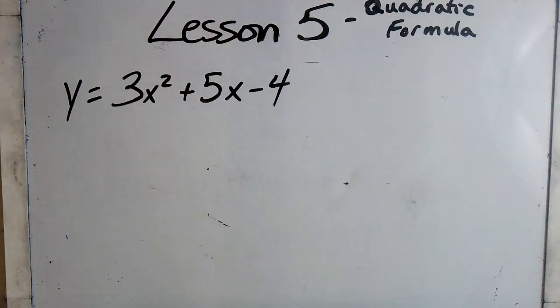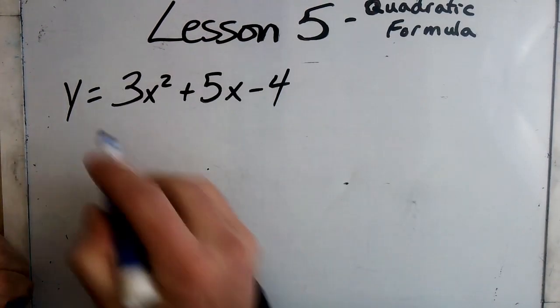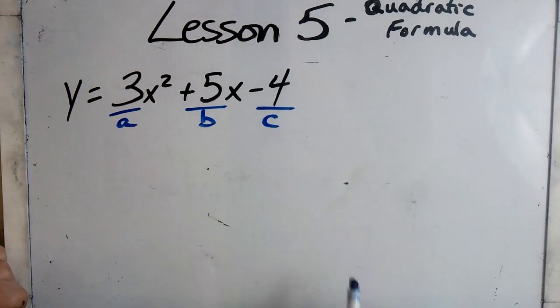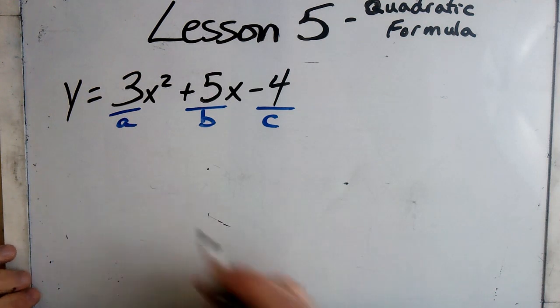So the first thing we want to do is take our equation and recognize the three numbers that are in it. And careful with the negative. The c is -4. So we're going to write out the quadratic formula and put those three numbers in.